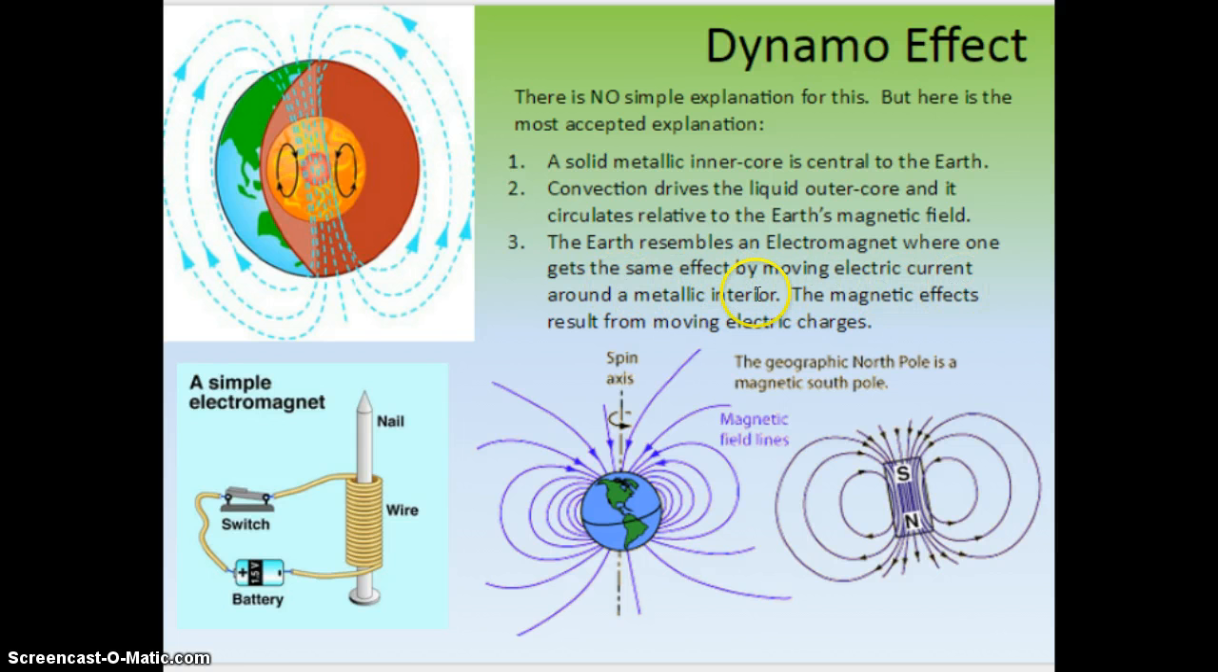The magnetic effects result from moving electric charges. So what we have here is an example of an electromagnet. If I wrap this copper wire around this metallic nail and I hook a battery to it, it's pushing current. So it's pushing charged particles around here, and I can actually create a magnet. It's the same effect, a solid metallic core with moving charged particles.